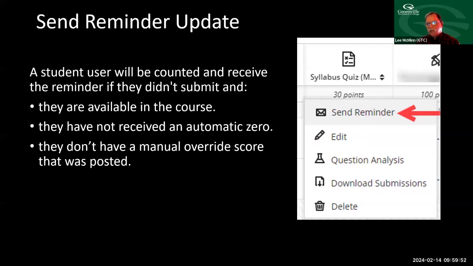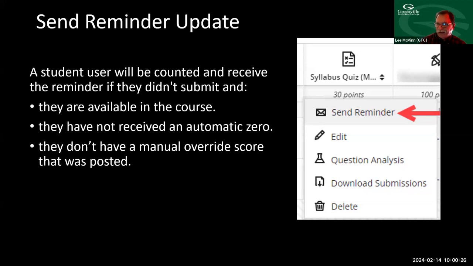Basically, you can send reminders from the grid view or from the list view. If you're in the grid view, you would just click on the column header at the top. And when you click on it and the due date has not passed or whatnot, you'll see the send reminder here at the top. What the update has been is it hasn't been clear about who exactly it will go to. Basically, you can see here on the left, the 3 points, that it will send a reminder if, one, the student is available in the course.